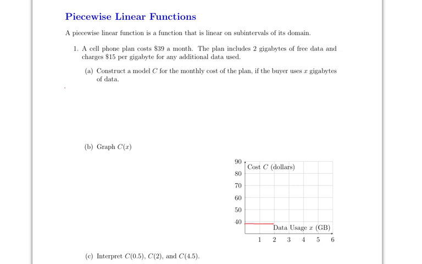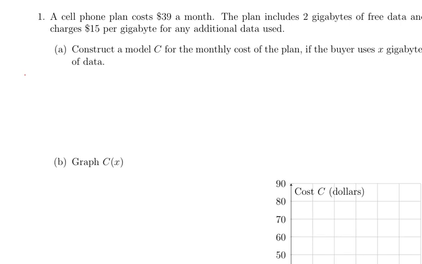So this is how you do this problem the easy way, because some people have issues with this. Just go to the extreme, and by the extreme I mean this. If you use 2 gigabytes of data, you have to pay $39. That's the first point. Remember, you need 2 points to do what we're doing here. If you use 3, then you're going to pay what? 39 plus 15, which is 54. So the second point will be 3 and 54. Just go to the next one. There is no need to go to 10, 20, or whatever. Just go to the next value after the endpoint.